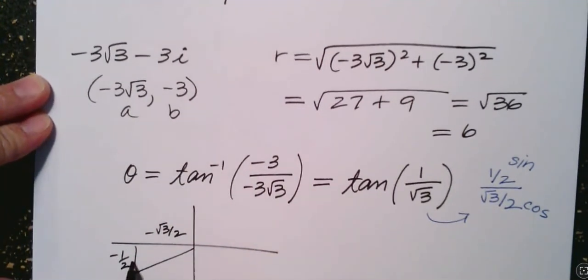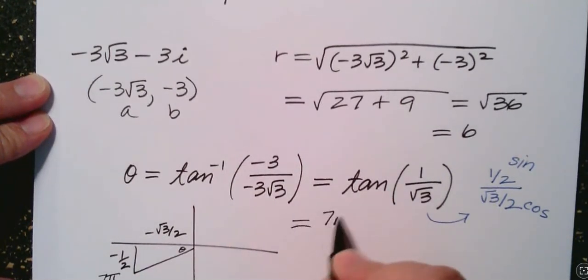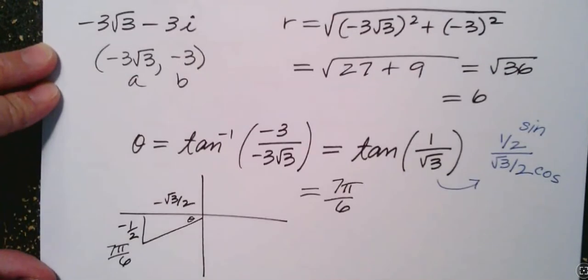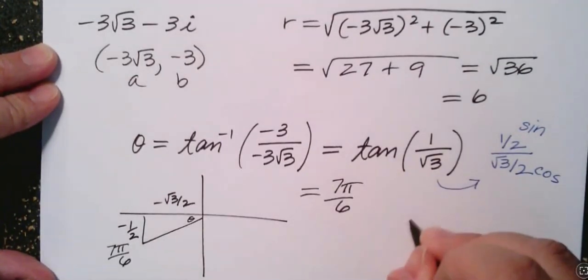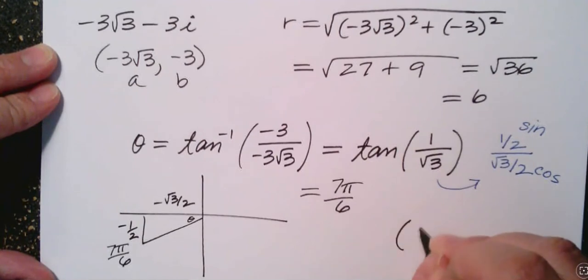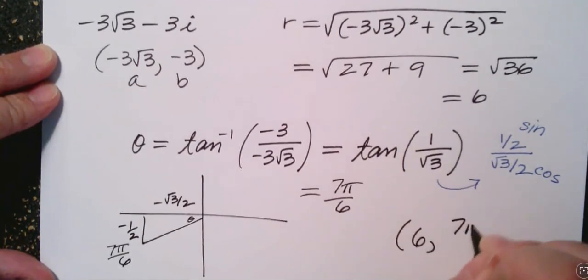And when we put opposite over adjacent, we get 1 over square root of 3. So that is 7 pi over 6, and that's my answer. So my polar coordinates are radius of 6, and the angle of rotation is 7 pi over 6.